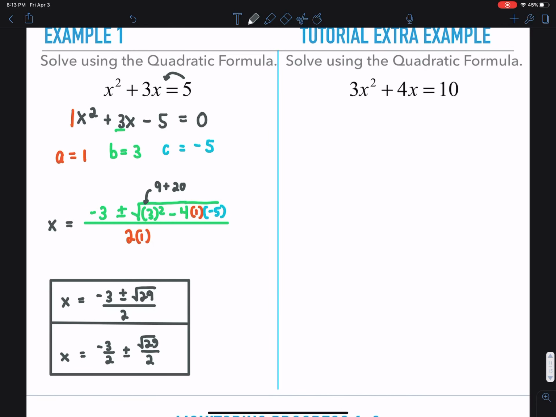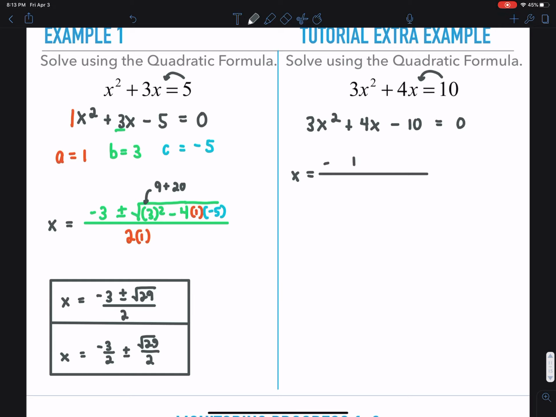So next one, same process. Start by bringing your constant to the other side because our equation has to be set equal to 0. So we have 3x squared plus 4x minus 10 equals 0. And we can go right into our quadratic equation.